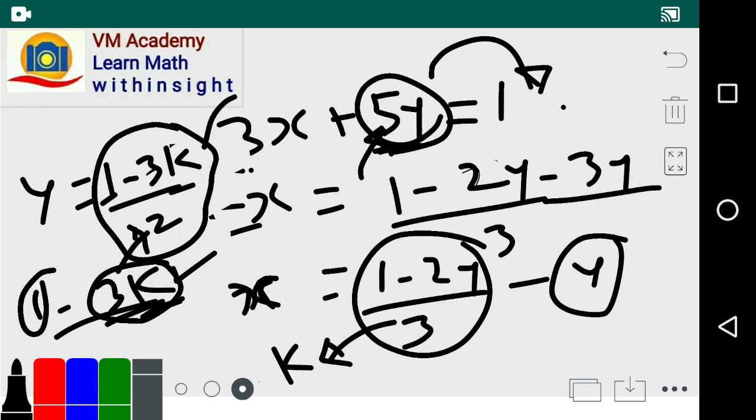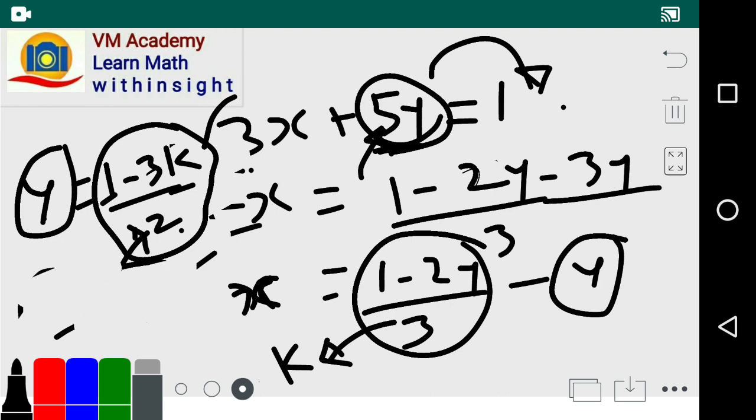If k is even, then 3 times an even integer becomes even. Example, 3 into 2 becomes 6, 3 into 4 becomes 12. So k must be odd, so that 3k becomes odd, and 1 minus 3k becomes odd minus odd, that is even, and even divided by 2 becomes an integer. So y becomes an integer. So k must be odd, friends. And thus if k is odd, then y becomes an integer. So thus we find our initial solution.